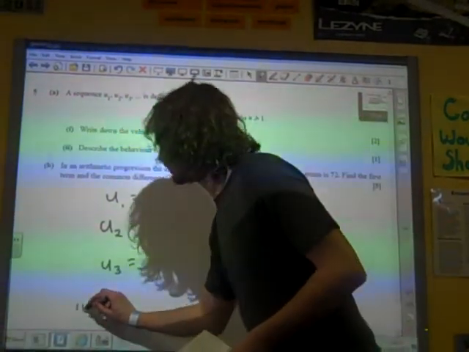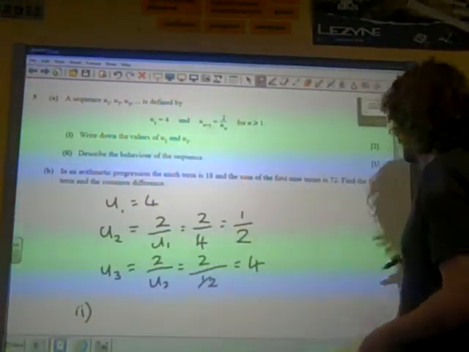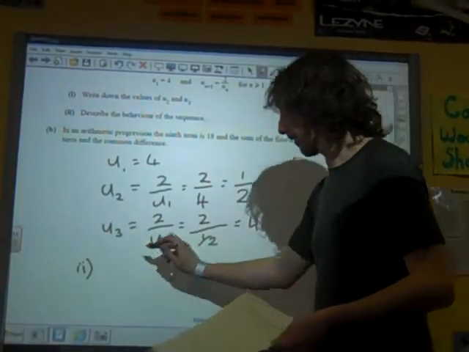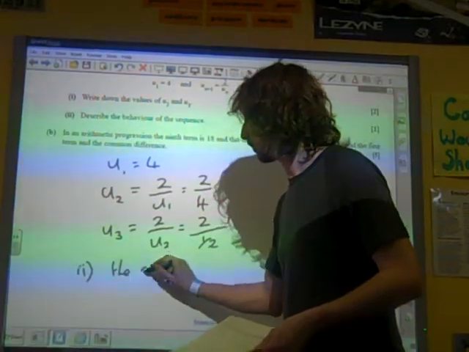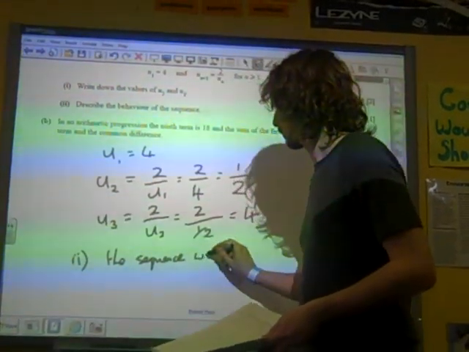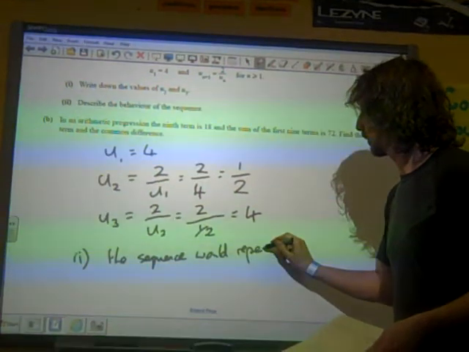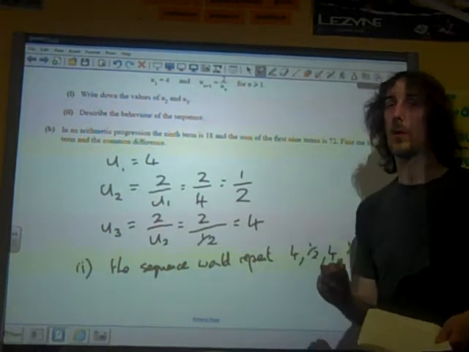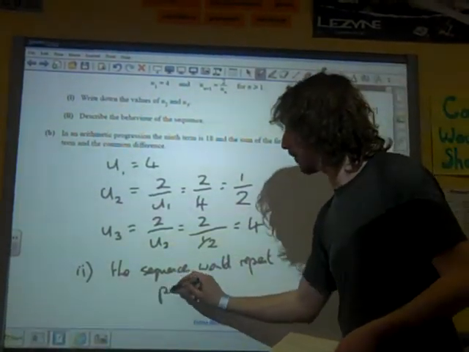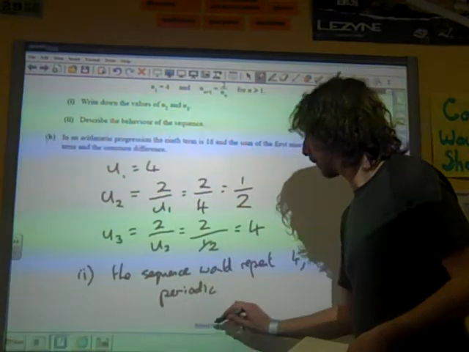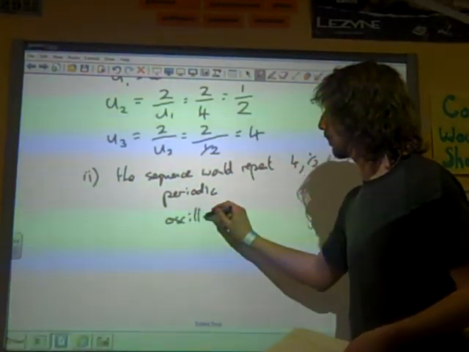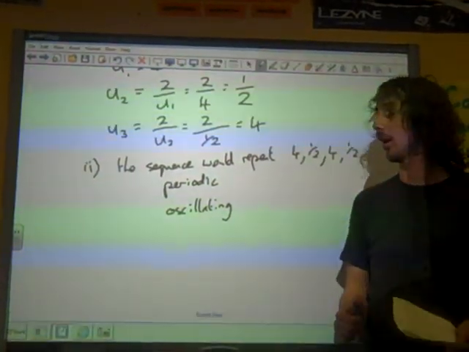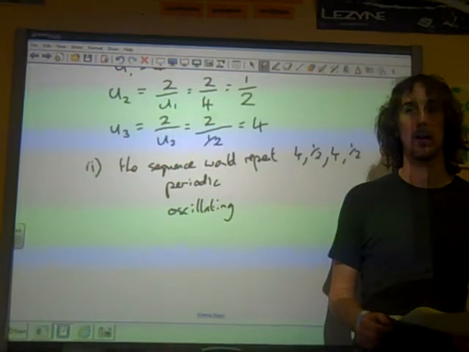So the sequence, describe the behaviour of the sequence. There are various words that they're looking for. The sequence would repeat. It would go 4, then a half, and then 4, and then a half, and so on. So we could describe this as being periodic, or oscillating, and neither of those things would be the correct thing to say for that.